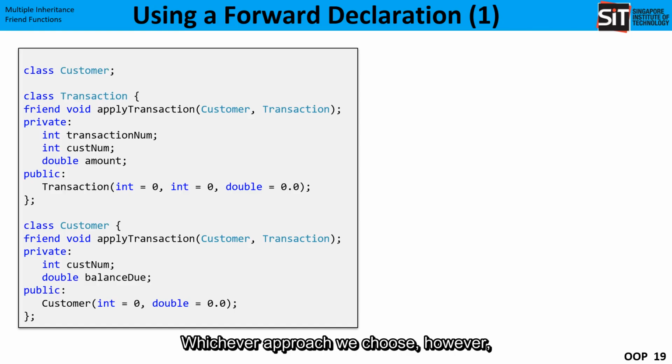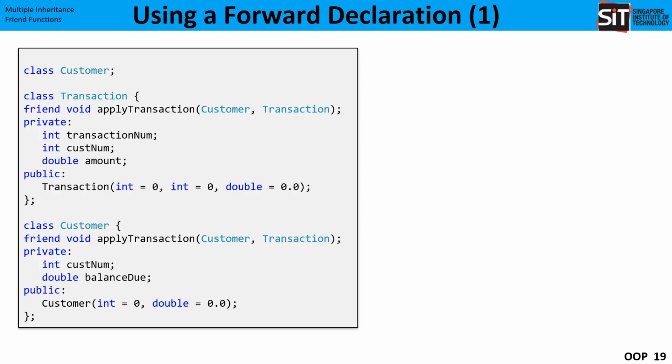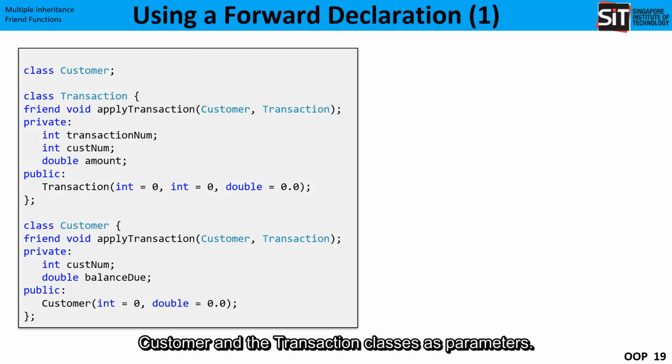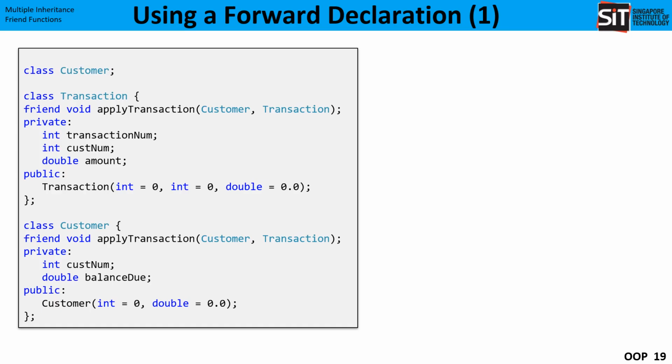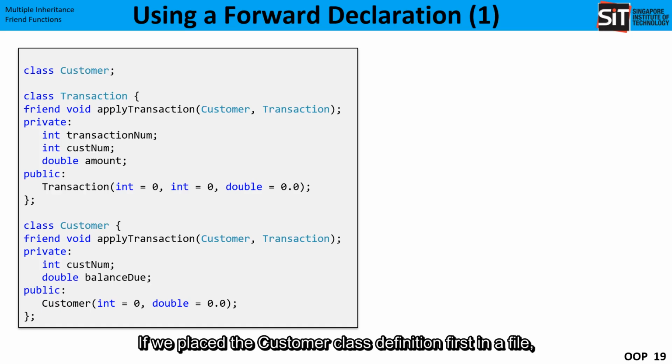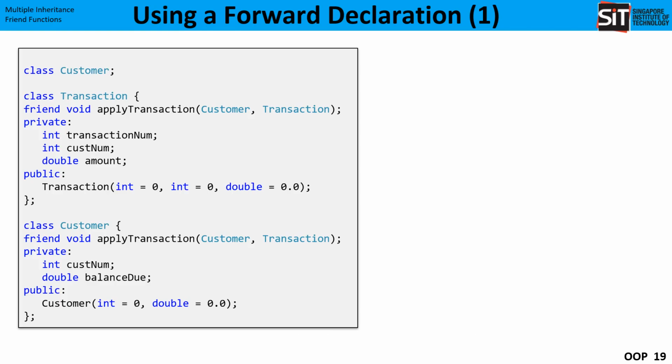Whichever approach we choose, however, when we try to compile a main function that uses both classes, error messages indicate that some data members are inaccessible. The declaration refers to both the customer and the transaction class as parameters. If we place the customer class definition first in the file, and then declare the applied transaction friend function within the customer class definition, the class transaction has not yet been defined.